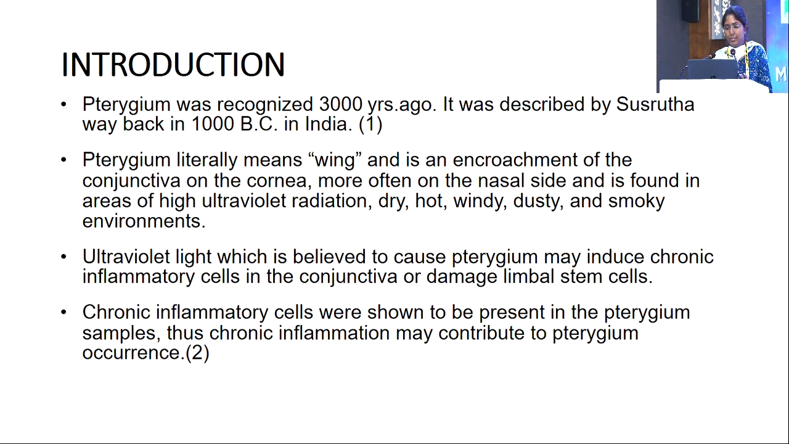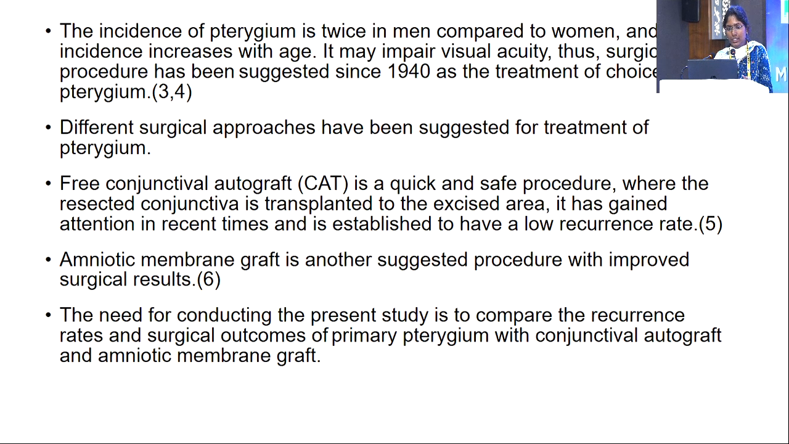Pterygium literally means wing and is an encroachment of the conjunctiva on the cornea, more often on the nasal side, and is found in areas of high ultraviolet radiation, dry, hot, windy, dusty, and smoky environments. Ultraviolet light, which is believed to cause pterygium, may induce chronic inflammatory cells in the conjunctiva or damaged limbal stem cells. Chronic inflammatory cells were shown to be present in the pterygium samples. Thus, chronic inflammation may contribute to pterygium occurrence.